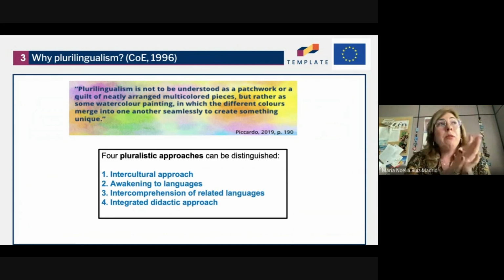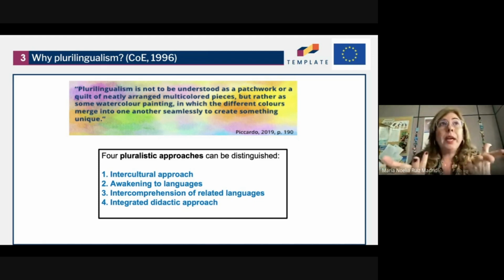When we talk about plurilingualism in education, we have to think about different pluralistic approaches: how to introduce plurilingualism in the classroom, how to apply it when we design the materials and when we teach languages in the classroom. So there are four different approaches. The first one is the intercultural approach, in which we deal with cultural and intercultural aspects when teaching languages.